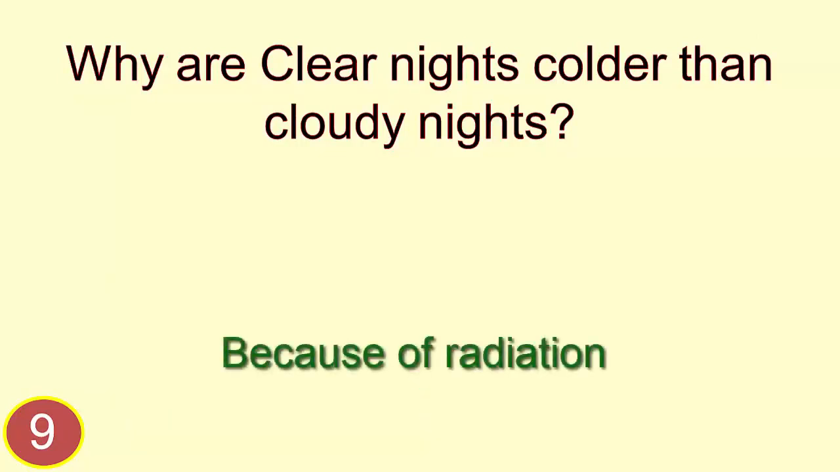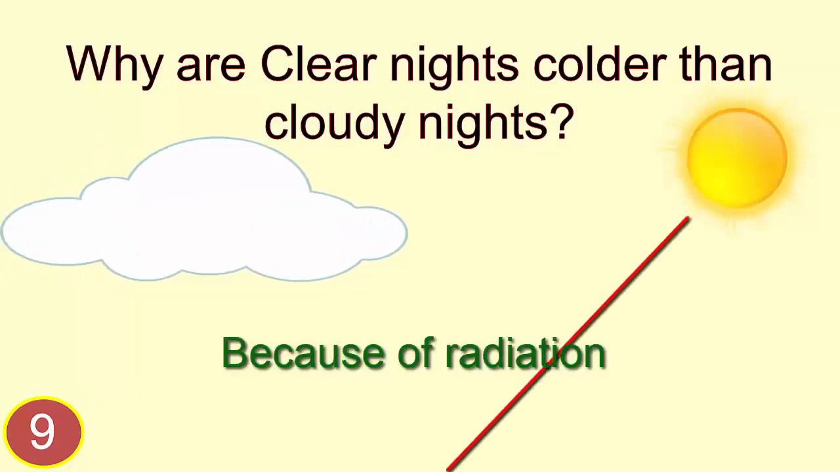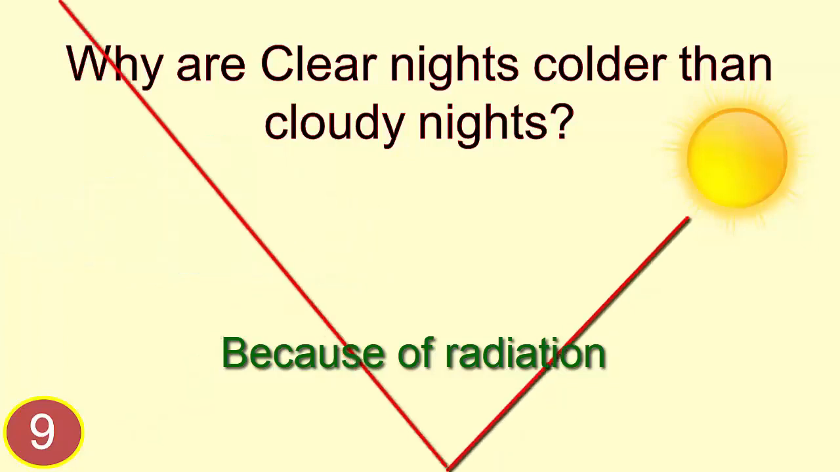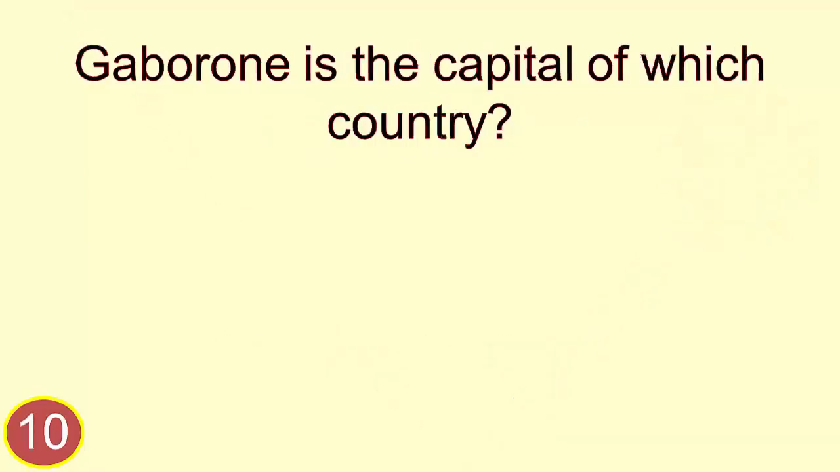Because of radiation. The nights that have clouds provide a blanket for the earth and trap the heat and some of the hot day air, whereas the cloudless nights have no protection. So all the heat radiates and hot air rises up into the sky. Gaborone is the capital of which country? Answer is Botswana. It is also the largest city of Botswana.